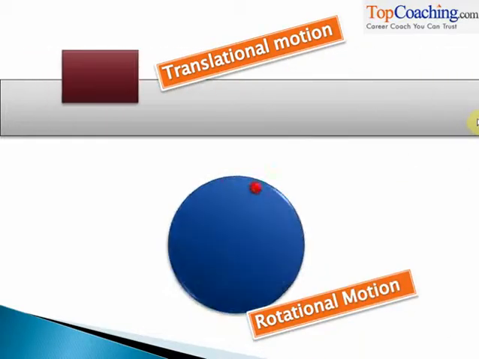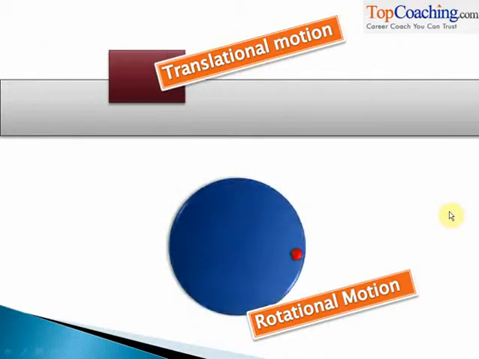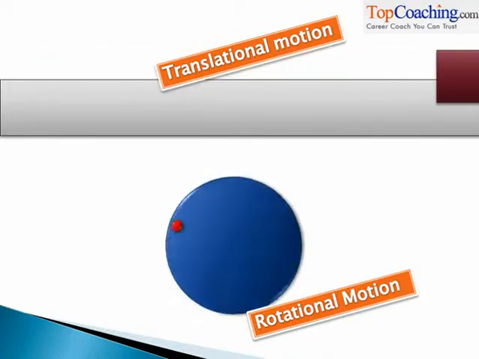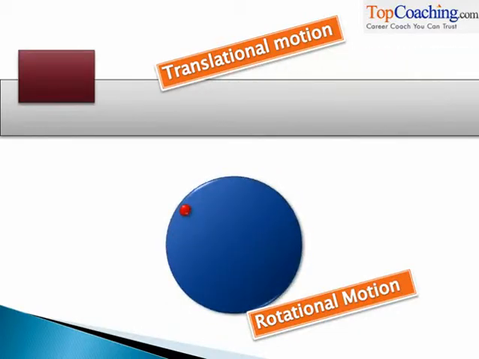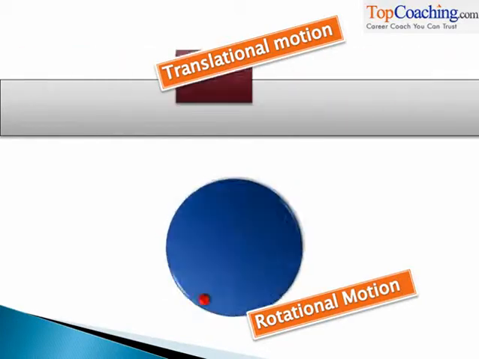On the other hand, in rotational motion, a body rotates around a certain axis. So for example, this circular disc that you see on your screen is rotating about its center of mass here. Isn't it? So basically, when any body undergoes circular motion about any given axis, then we say that the motion is rotational motion. Understood? This axis may be the center of mass of the body, or it may not be the center of mass of the body.